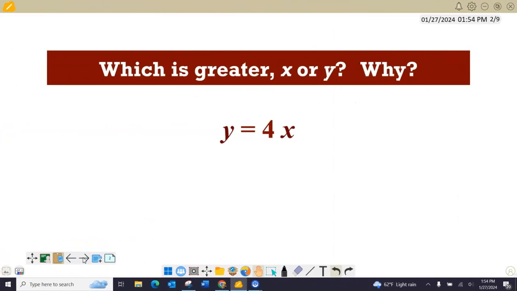So let's take a look at this real quickly. Now, take the context out of it. There's a y, there's an x. I see 4 times x. Which is greater, the x or the y? Think about this for a second. Pause if you need to, and then come right back.